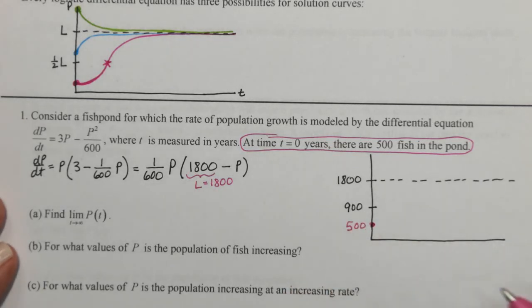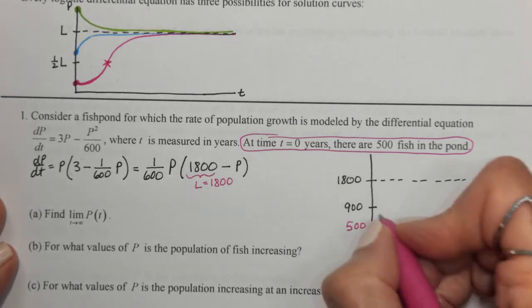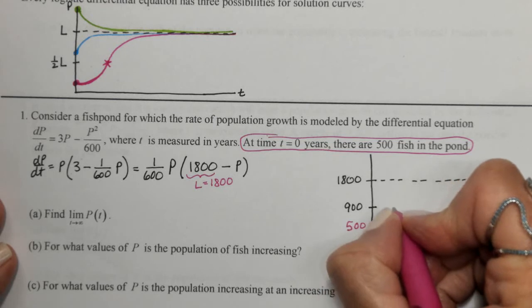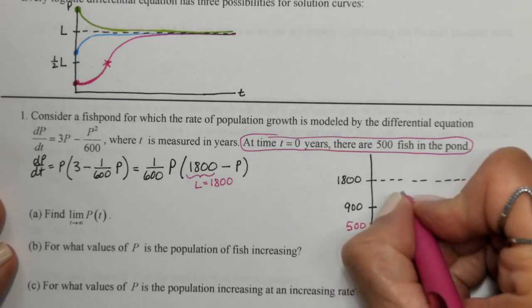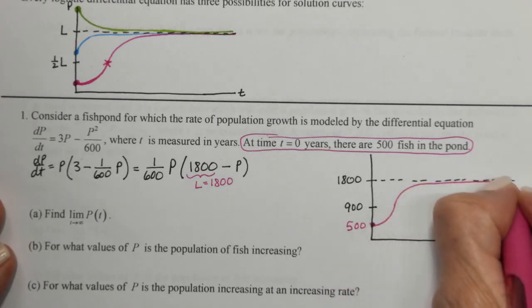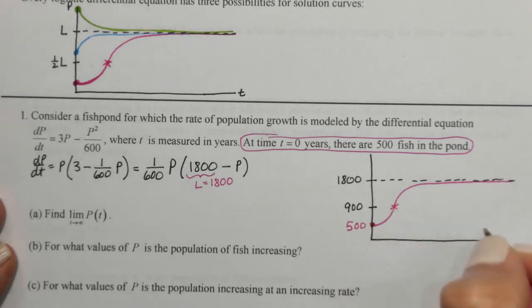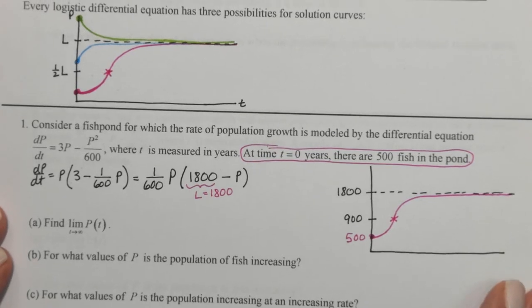So I know what the population curve looks like. In general, I know what it looks like. It's concave up, and then it's concave down the rest of the way, with a point of inflection right at population of 900.